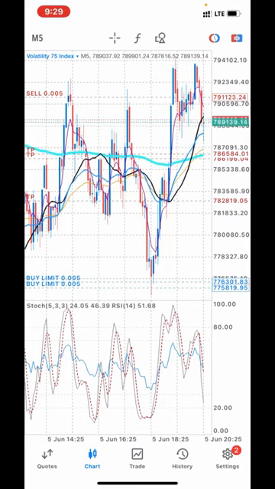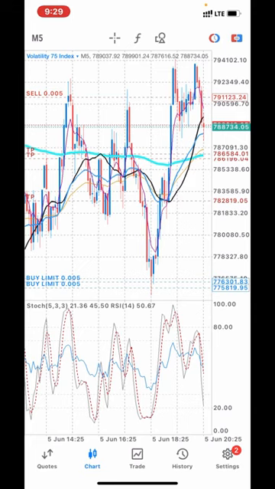I wouldn't start sending signals now, because I'm a signal provider. If you're just seeing me for the first time or just hearing my voice for the first time, I have a Telegram group where I send forex signals on a daily basis. So since I'm seeing this, I'm really loving it.